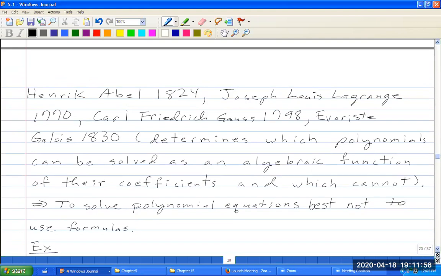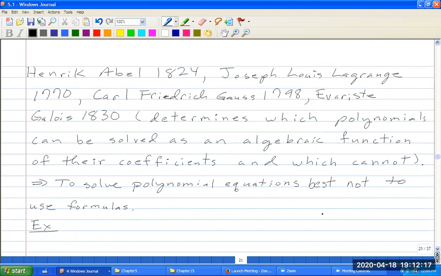So in general, to solve polynomial equations, it's best not to use formulas because either the formulas are so complicated as to be almost useless, or there are no formulas. So, example.